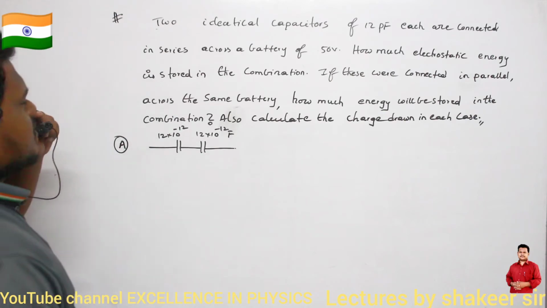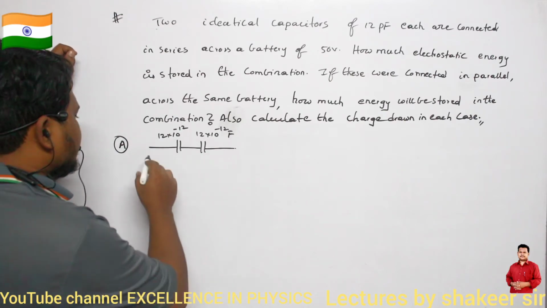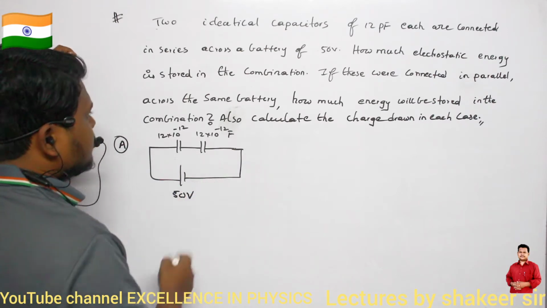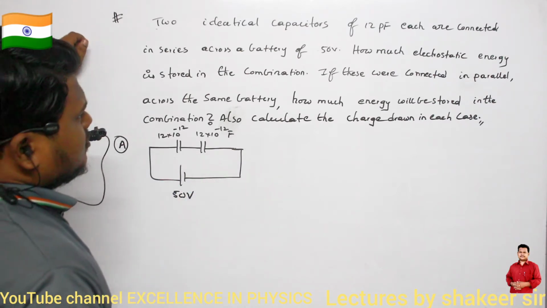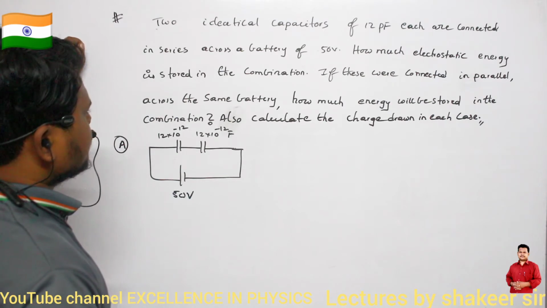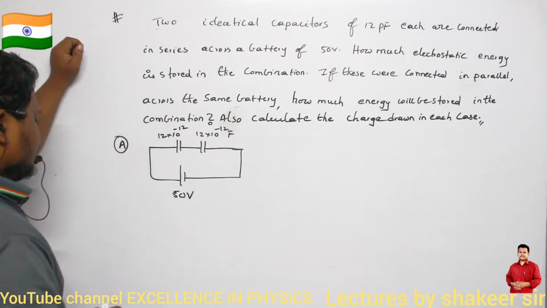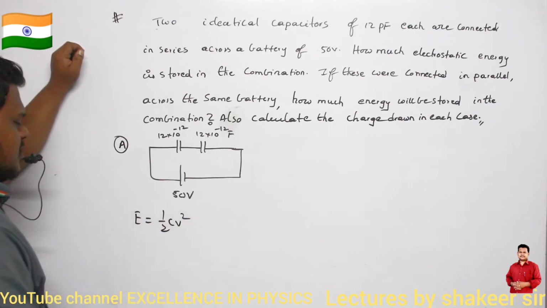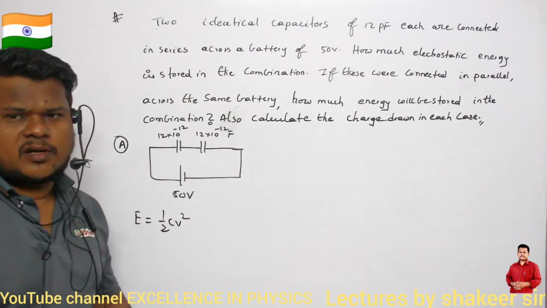Clear? So they are connected in series across a battery of 50 volts. So this is the battery with potential difference 50 volts. So how much electrostatic energy is stored in the combination? Clear now? So electrostatic energy formula is what? Half CV square or Q square by 2C or half into QV.